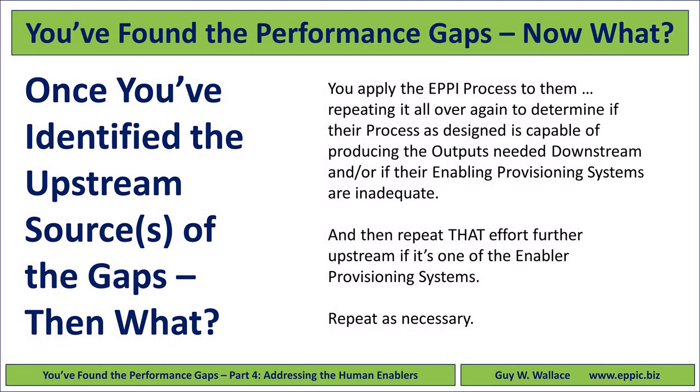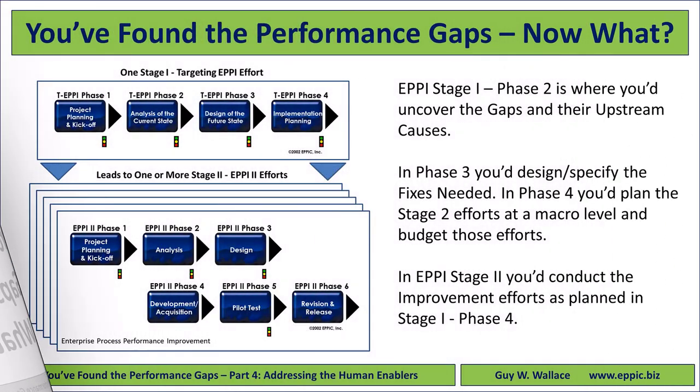Once you've identified the upstream sources of the gaps in your targeted process, then what? Well, you're going to apply the EPI process to determine what their processes and outputs are. What are their enabling provisioning systems for environmental assets and human assets? What's the root cause for them not meeting the needs of our originally targeted process? We're all dealing here with stage one, targeting the EPI effort, project planning and kickoff, analyzing the current state.